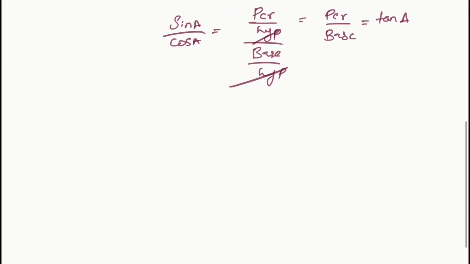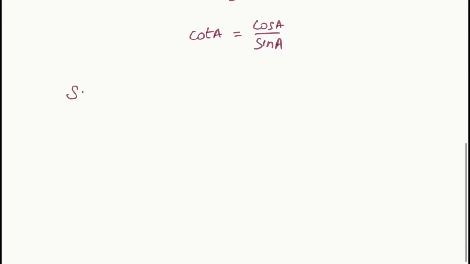Similarly, I can write cot A is equal to, cot A is 1 by tan A, the reciprocal of that will be cos A by sin A. So in order to prove the identities here, we will be using all these relations. Then coming to the next, the square relation.